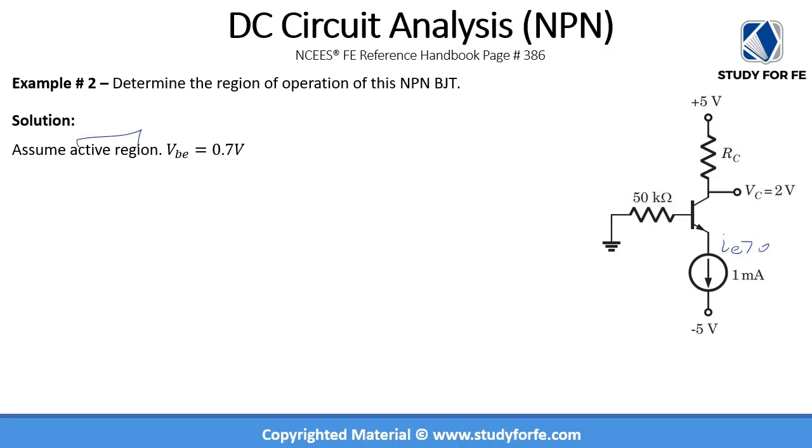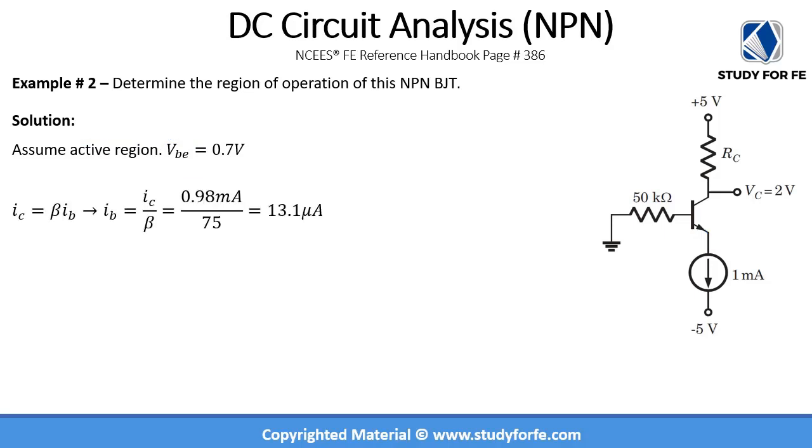The BJT is not operating in the cutoff mode, because in cutoff mode you wouldn't have positive currents. If IE is positive, then it means that IC is positive, and that would mean that IB is positive. So you're either in the active region or the saturation region. Typically between active and saturation region, the recommendation is always to assume active region. Now in active region, we know that the base-emitter junction is forward biased, so the voltage drop would be 0.7 volts across VBE.